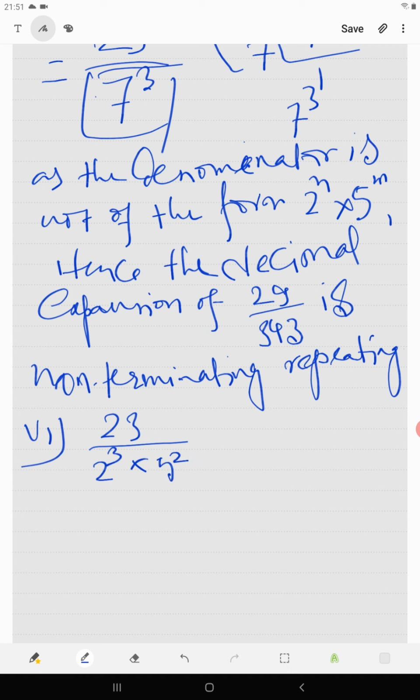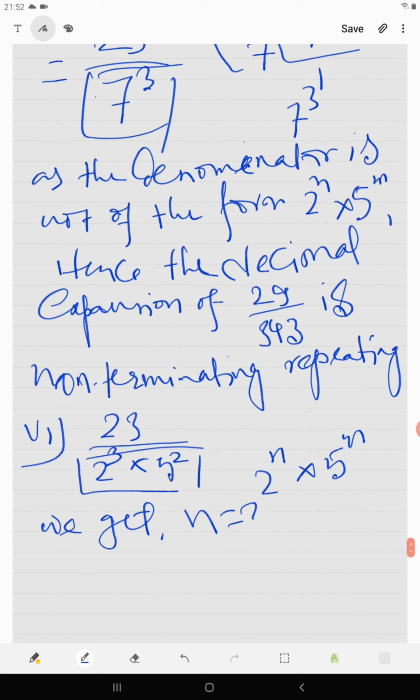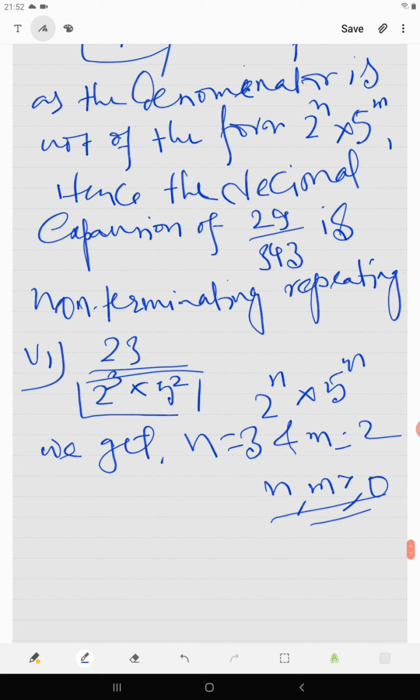So here we don't need to do LCM, he has already given it. Now compare this denominator with 2 to the power n into 5 to the power m. Write it down. Compare the denominator 2 cube into 5 square with 2 to the power n into 5 to the power m. We get n equals 3 and m equals 2. Of course, the condition that n and m should be greater than 0 is also satisfied. So both conditions got satisfied for terminating.